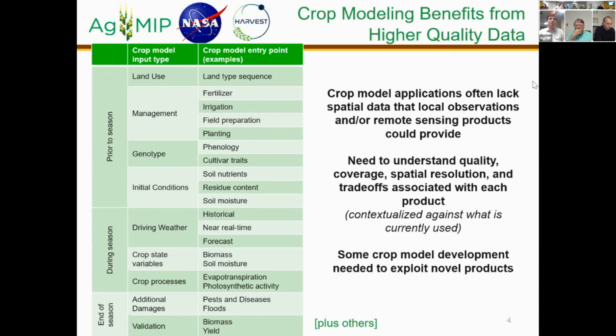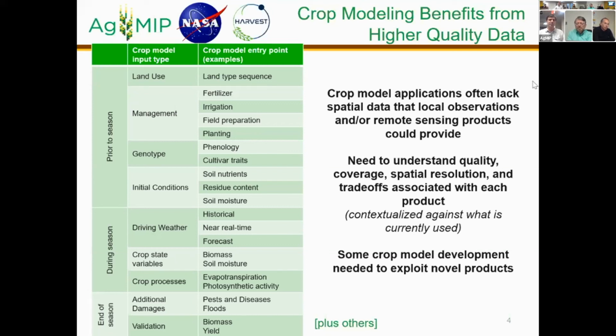So prior to an experiment being run or prior to a season, you might look for information around what land use is there, what management is happening on the field, what's the genotype or the cultivar information, and then what are the initial conditions as you're beginning the season. Of course, during the season, we need to know what the driving weather is. There are different types of data sets that we might look to for that.